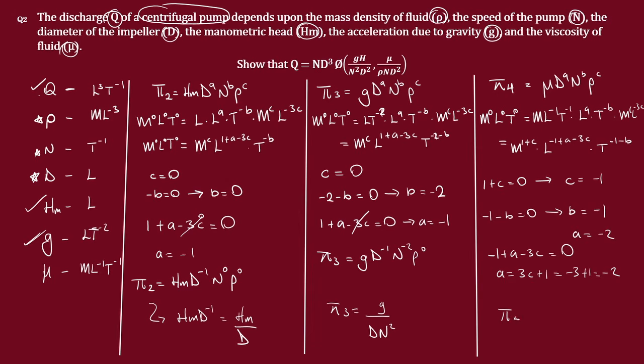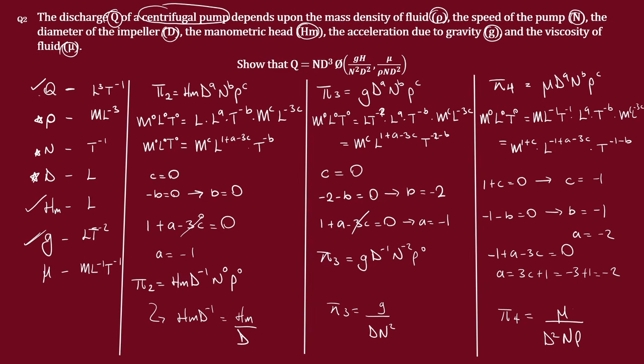So substituting our values for pi 4, that means pi 4 is now going to be mu times d raised to power a, so that's d raised to power negative 2. So that's over d squared. n raised to power b, so that's n raised to power negative 1. And rho raised to power c. So that's rho raised to power negative 1.